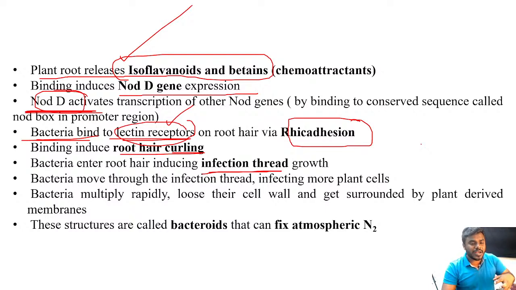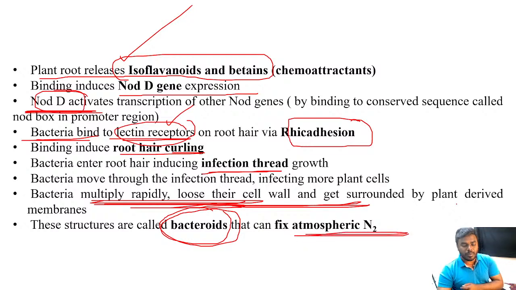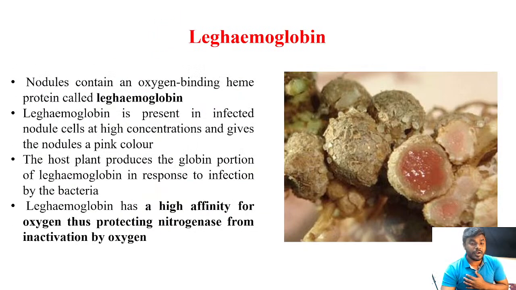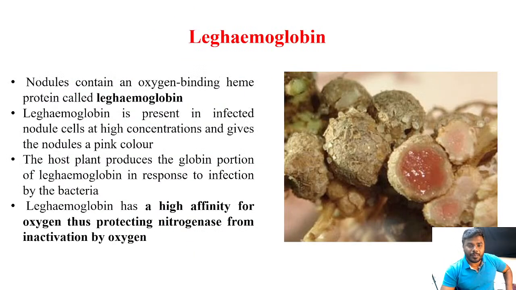What is happening now? In the infection thread, bacteria multiply rapidly, my friends, lose their cell wall, and form a structure called bacteroids. That is the one which is going to fix the atmospheric nitrogen. Now every one of you pay attention. Sir, why have we done all this? The ultimate goal is what? We produce the nodules. This is our ultimate goal.